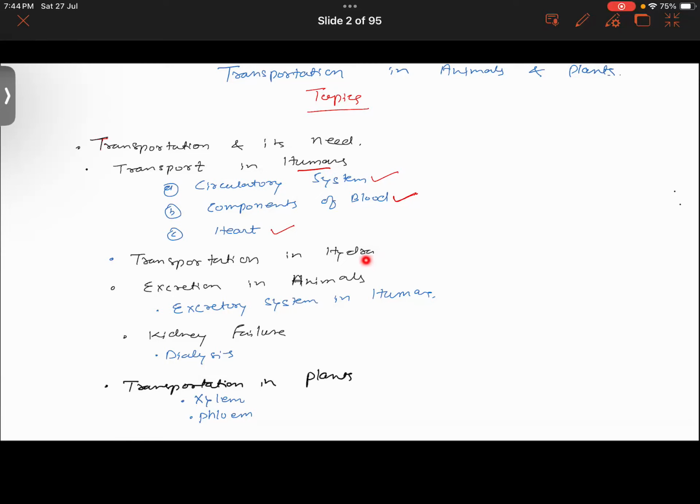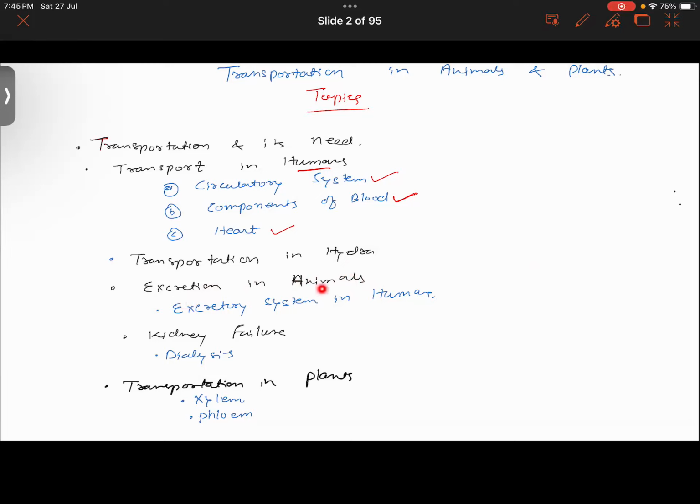And some jellyfishes also. There, the transportation system is relatively very simple, and it is dependent upon the process of diffusion, where there will be movement of molecules, substances or nutrients from a place of higher concentration to a place of lower concentration, from a place where it is available in higher quantity to a place where it is available in lower quantity. So all those things we have learned.